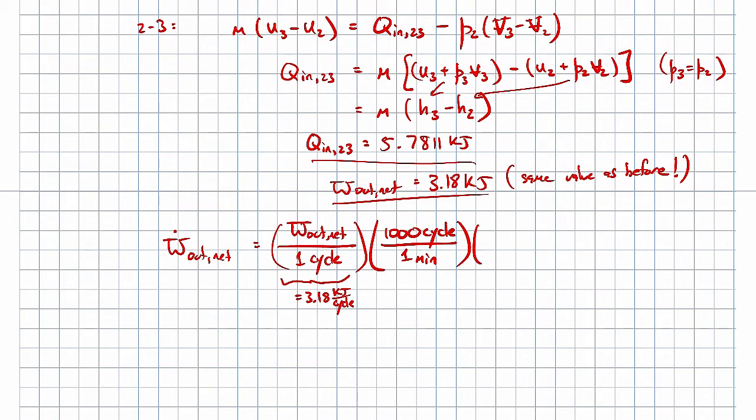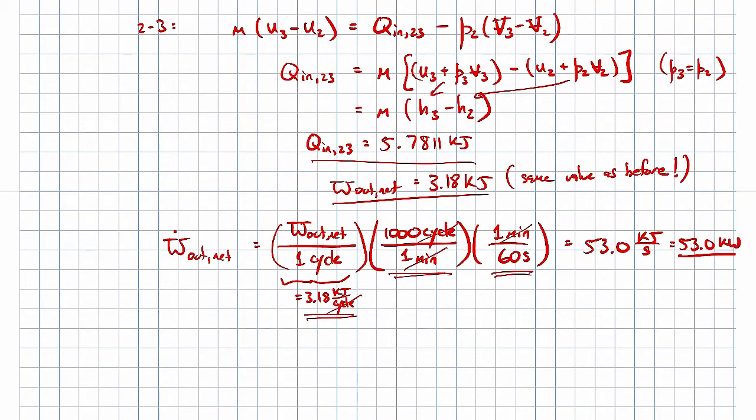And of course, we know 1 minute is 60 seconds, right? So we can calculate these together. So the 3.18 times 1,000 divided by 60. And if you look at the units, the minutes will cancel out, the cycles will cancel out. And what you're left with when you plug in the numbers is 53.0 kilojoules per second. And a kilojoule per second is also known as a kilowatt. So the power generated by this diesel cycle is equal to 53 kilowatts, because that depends on how fast the cycle is being executed.